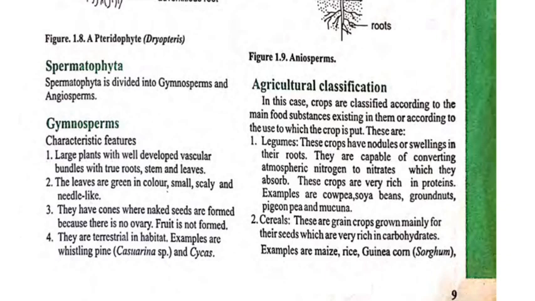These are legumes. Legumes, these crops have nodules or swellings in their roots. They are capable of converting atmospheric nitrogen to nitrate, which they absorb. These crops are very rich in protein. Examples are cowpeas, soya beans, groundnuts, pigeon pea, and mucuna.